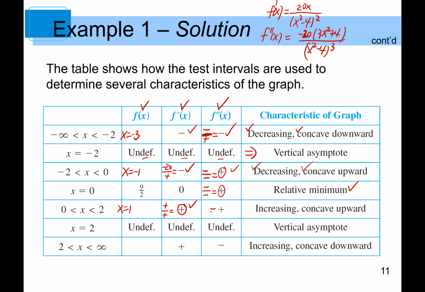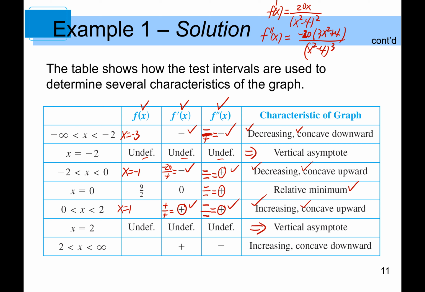Second derivative, numerator is negative, and plugging 1 into the denominator, you get -3 cubed, which is -27. So two negatives turn into positive. So that means it's increasing and concave upward in that particular interval of the graph of the function. x equals 2, that's a vertical asymptote again.